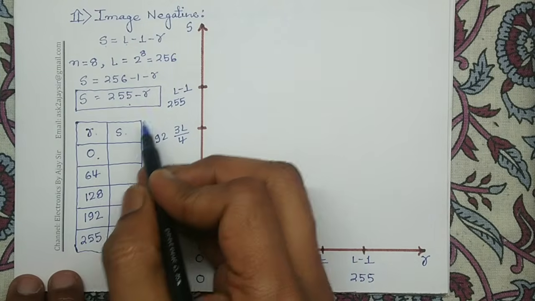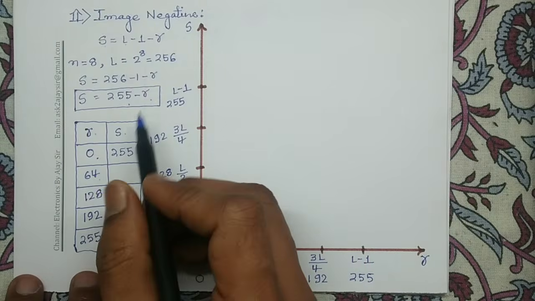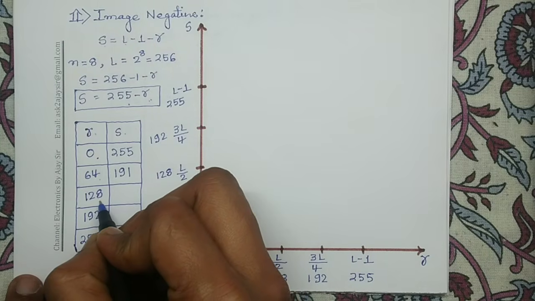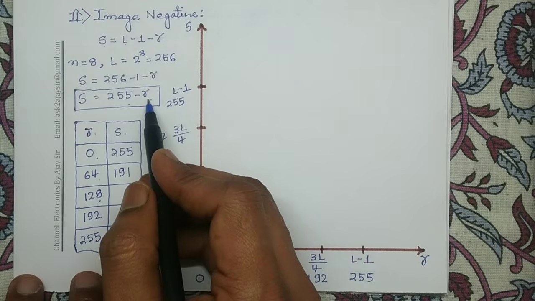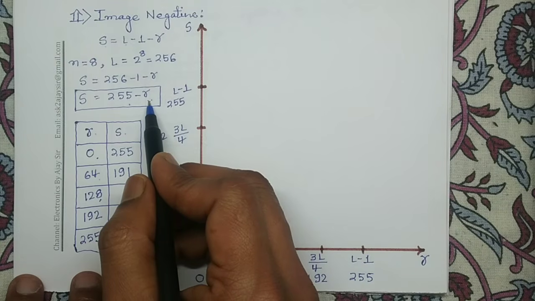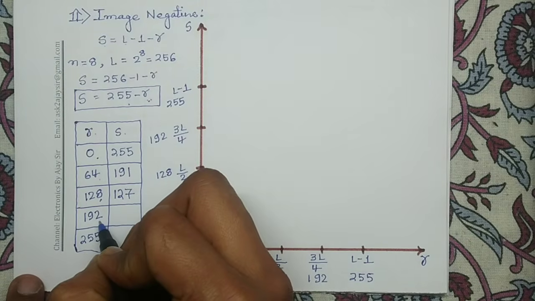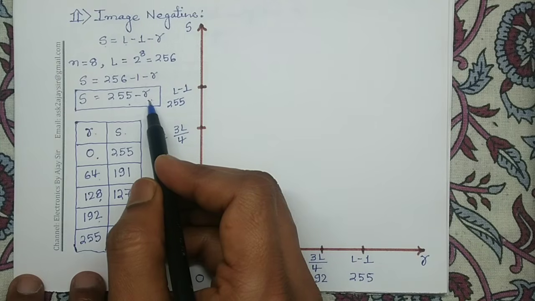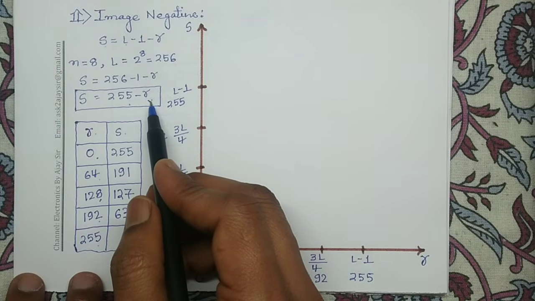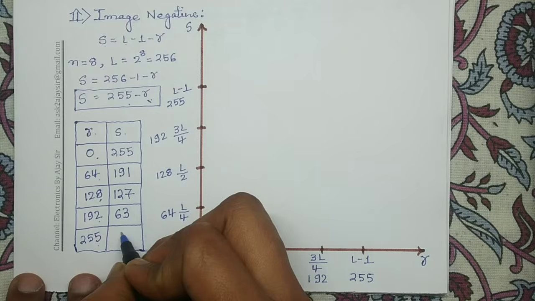If R equals 0, substituting in this equation, S equals 255. For R equals 64, S becomes 255 minus 64, that is 191. Similarly, for R equals 128, S equals 255 minus 128, which is 127. For R equals 192, the value of S becomes 255 minus 192, that is 63. And when R equals 255, S becomes 255 minus 255, that is 0.